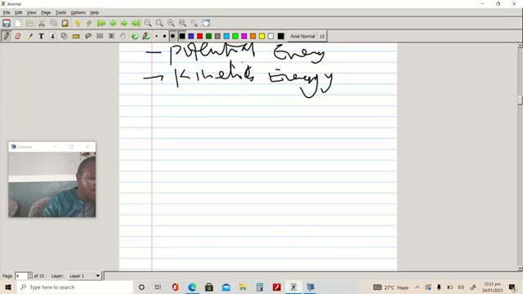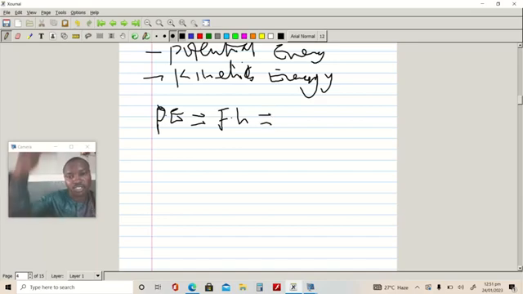And we need to understand that potential energy is also equal to the work done when the body falls freely to the ground. So you can say that potential energy, PE, is equal to force times height, the force on the body when it falls freely at a height h. Because it falls, we're dealing with gravity here, so it becomes mgh.